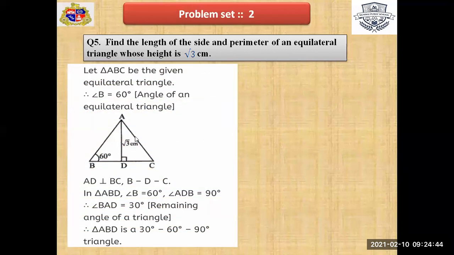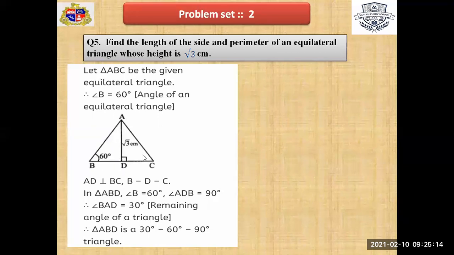So we draw equilateral triangle ABC. Each angle is 60 degree. Height is given as root 3. So write down the given condition: triangle ABC is an equilateral triangle, angle B is 60 degree. Okay. Angle of an equilateral triangle. And AD is perpendicular to BC, and B, D, C are collinear. Then we apply in triangle ABD.